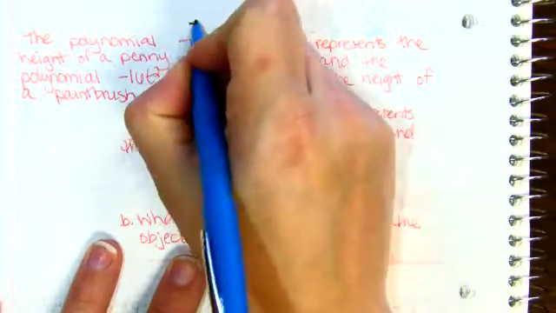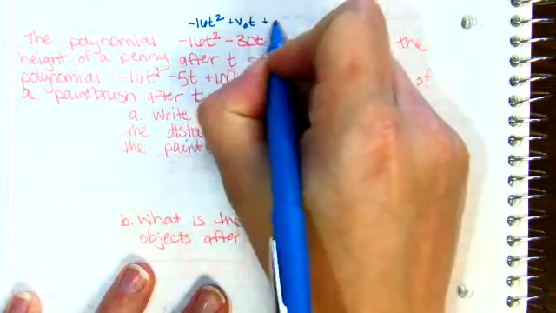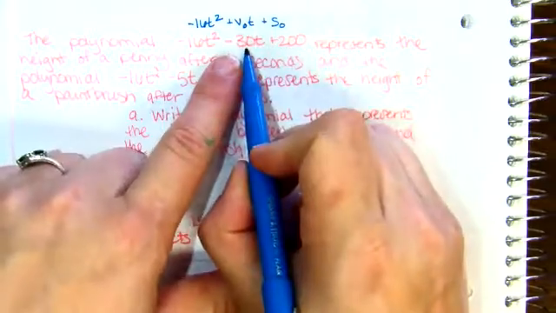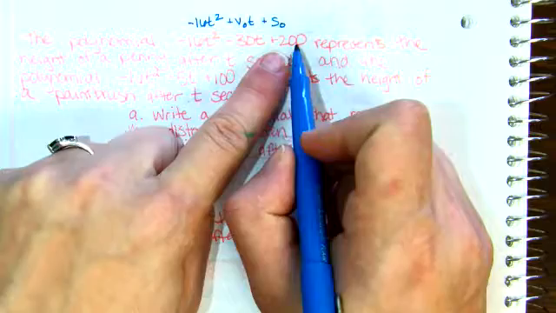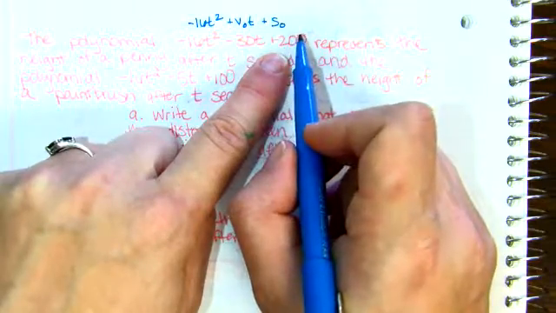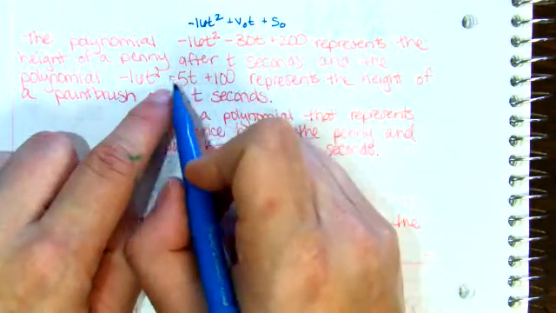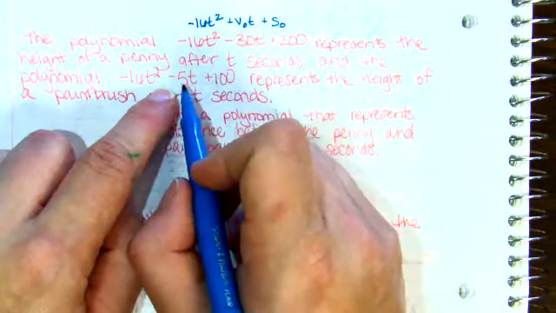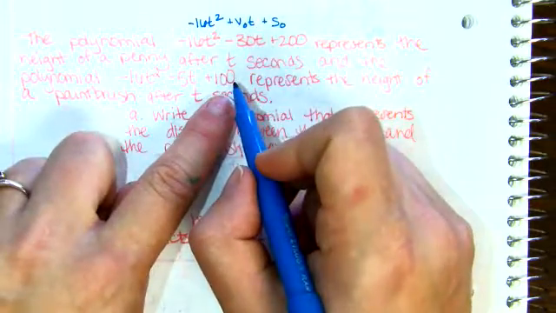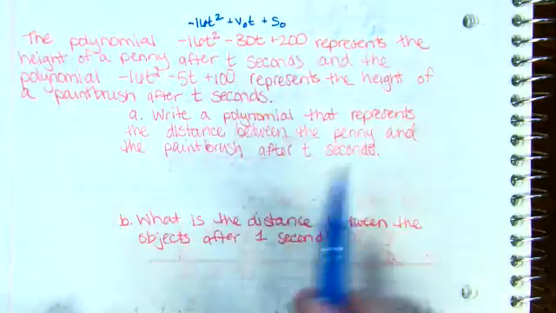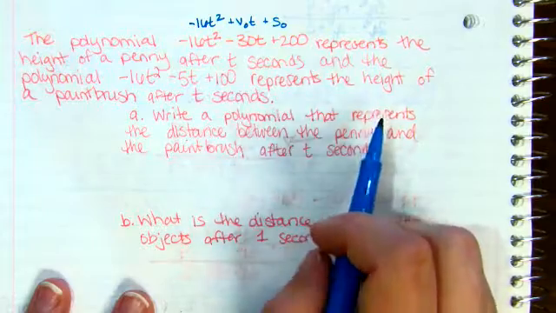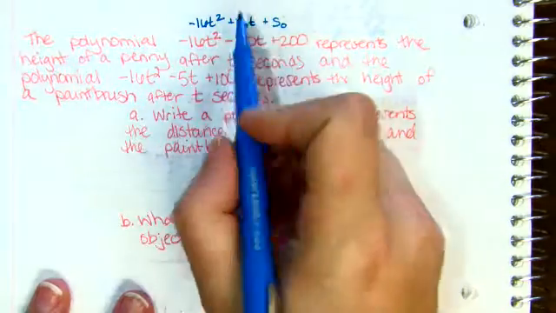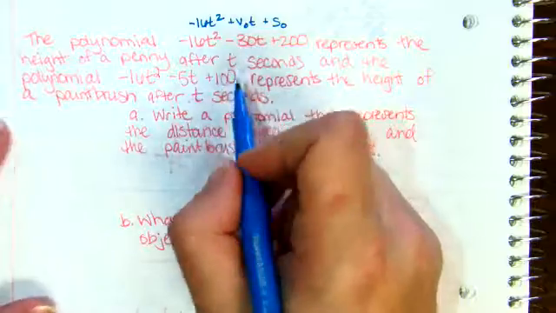Because remember, these look like this, negative 16t squared plus v0t plus s0. So in this case, our initial velocity, that negative 30 means it's thrown down. That 200 means it's starting 200 feet above the ground. For this guy, our initial velocity is negative 5, so it's also thrown down, just not as fast, but it's only starting 100 feet above the ground. So our first step is to write a polynomial that represents the distance between the penny and the paintbrush after t seconds. So to find the distance between them, I need to subtract them.